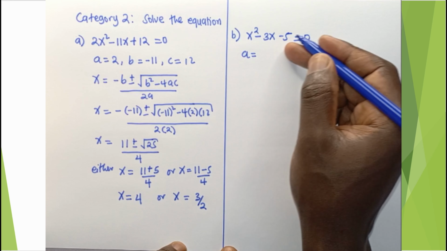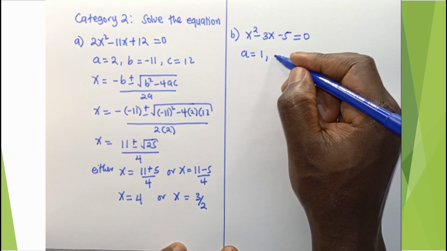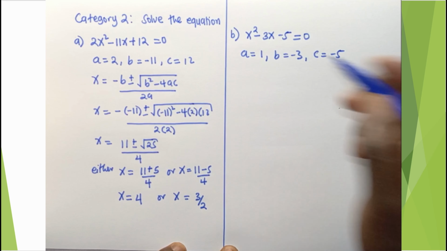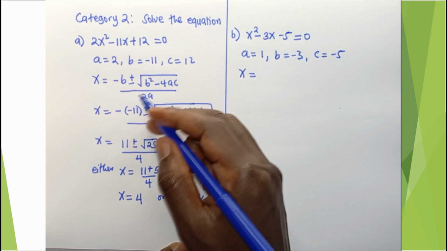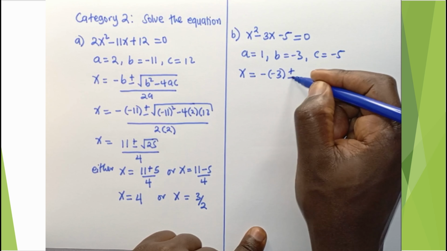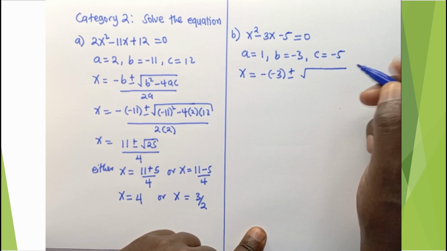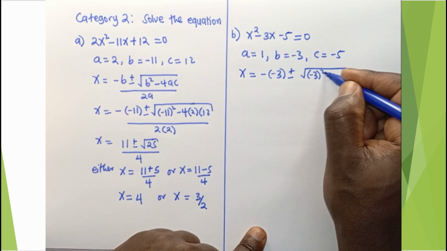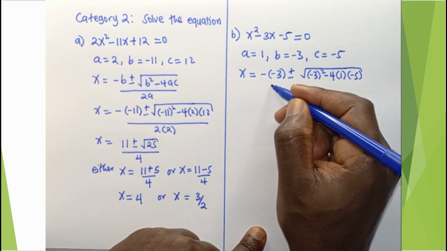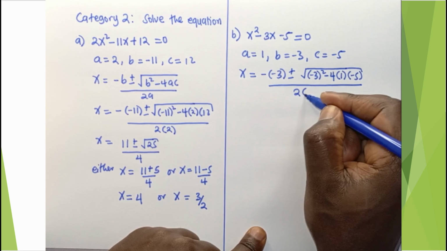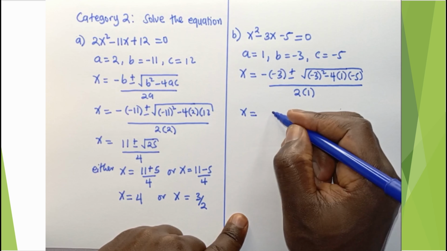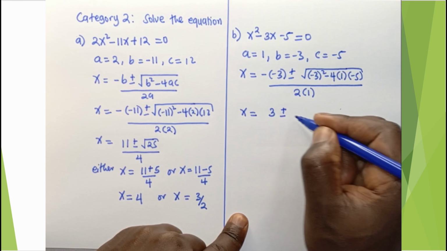So here, using the same method, a is equal to 1, b is equal to negative 3, and c is equal to negative 5. This is how you solve category 2, the quadratic equation category. So we substitute in, you have negative into negative 3 plus or minus the square root of negative 3 squared minus 4 into 1 into negative 5, everything over 2 into 1. So by simplification, our x is 3 plus or minus.